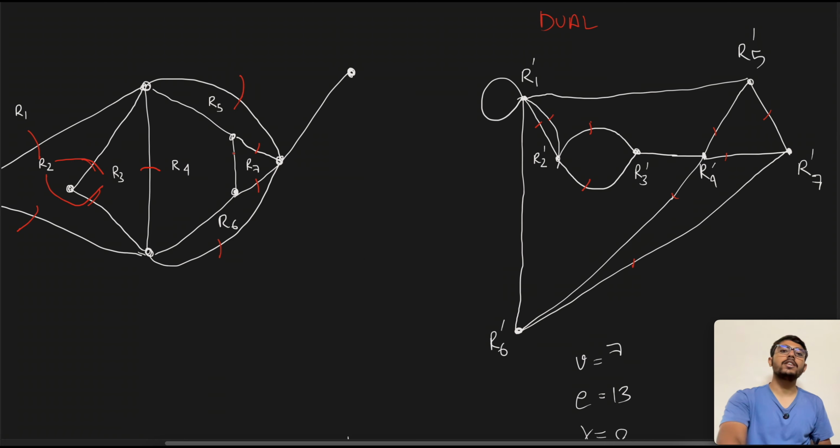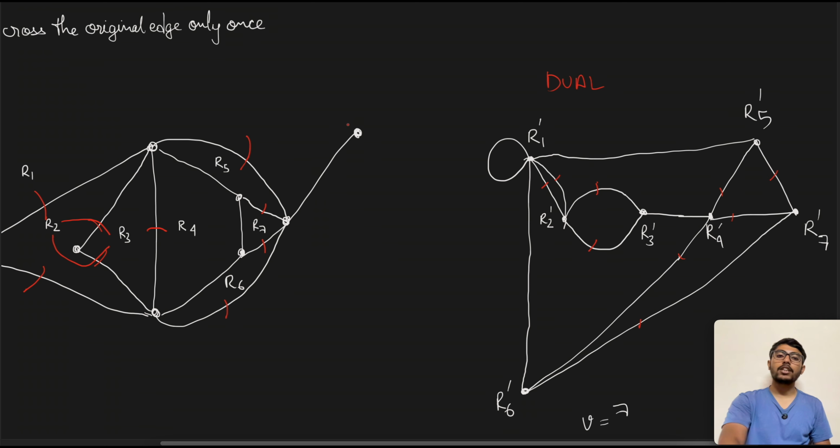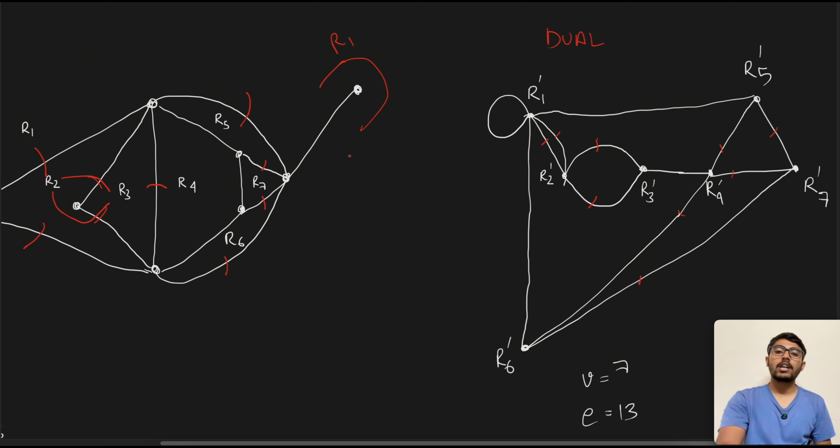Now one thing which we will see is that there is a dangling edge lying all inside R1, right, there is no other region here. So this dangling edge will now convert to a cycle. So as you can see, R1 has a self loop, so that represents this dangling edge. Alright, now this was how you can draw a dual for any given graph which is planar.